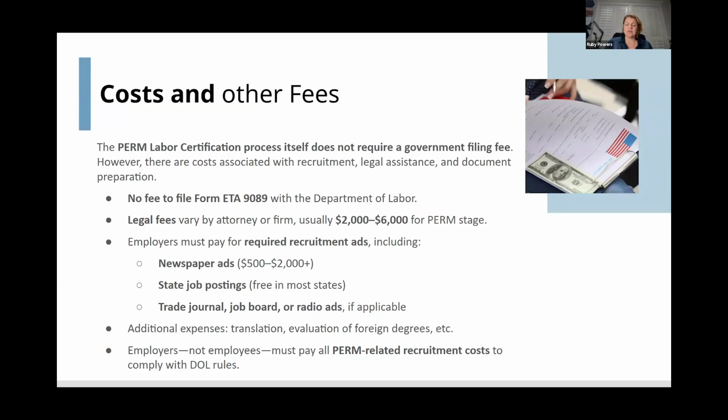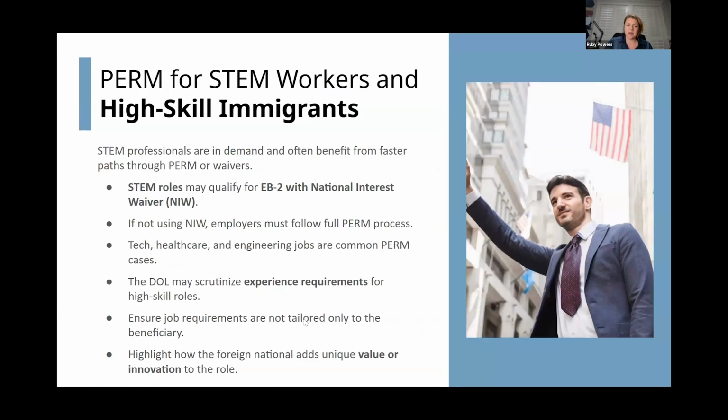So the legal fees and filing fees and all these different fees can differ greatly depending on lots of factors. There's no fee to file the ETA 9089. Legal fees can differ. Employers must pay the required recruitment ads like newspaper ads, state job postings, and trade journal, job board, or radio ads, fairs, things like that. There could also be other costs like translation, evaluation of foreign degrees, and the employers, not the employees, must pay all the PERM-related recruitment costs to comply with the Department of Labor rules.